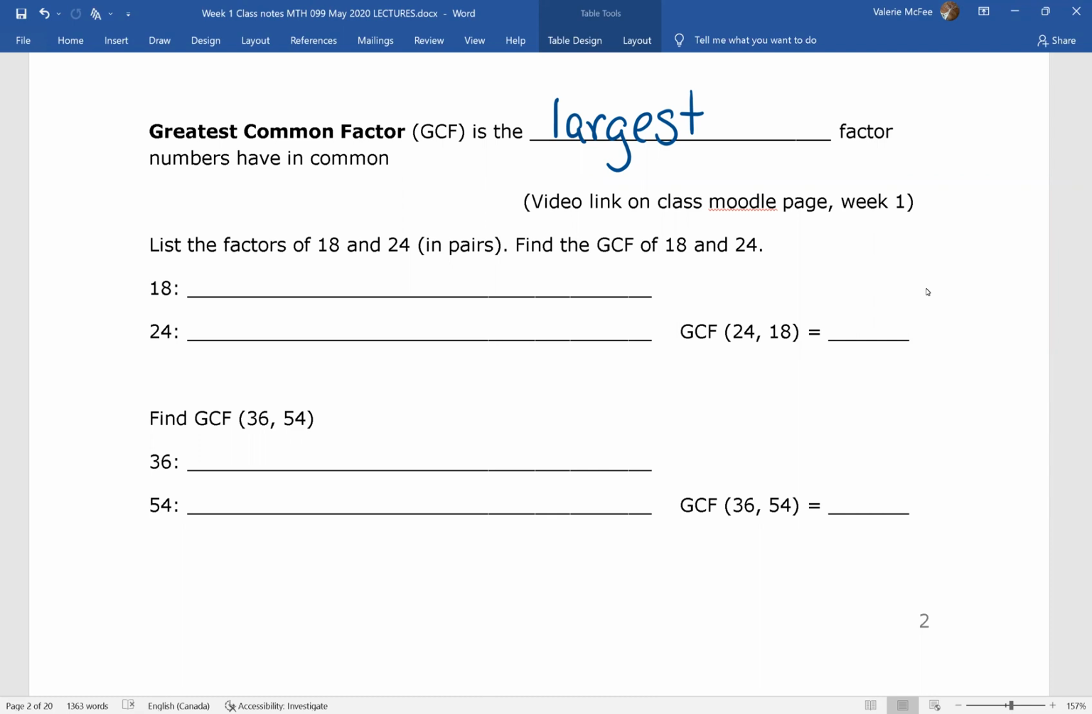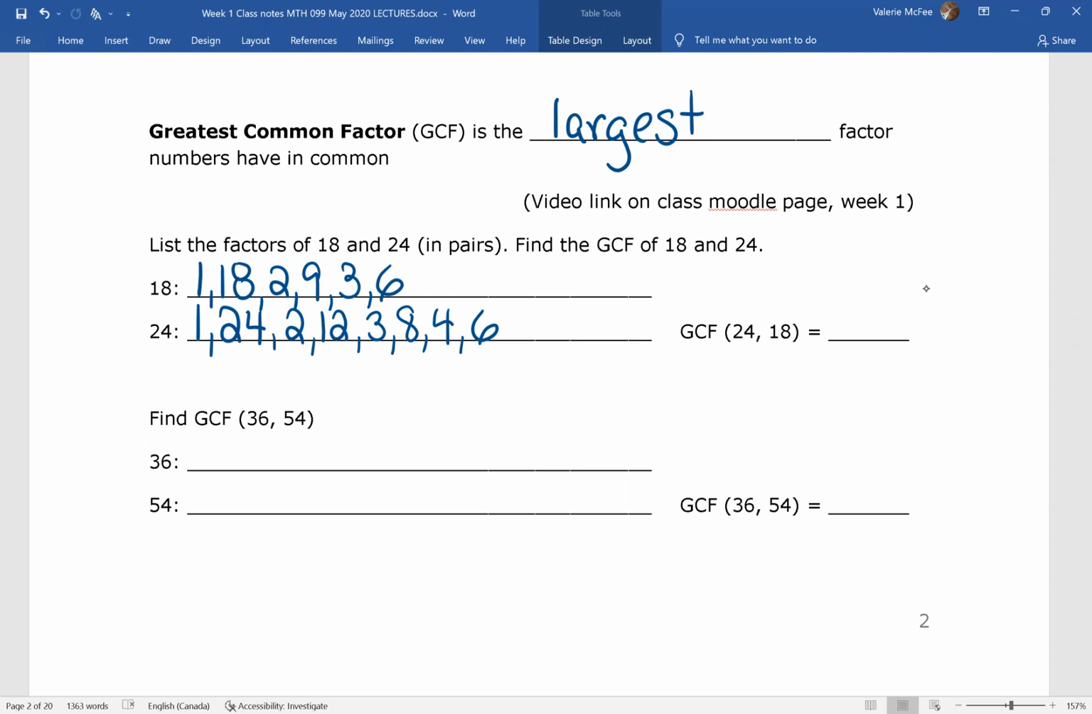So let's look at listing the factors of 18 and 24 and then finding the greatest common factor. If we list the factors in pairs again, we probably won't leave any out. Remember, I only have to think about 4 and 5. They're not factors of 18. Factors of 24, thinking about 1, thinking about 2, 3, 4. All I have left to think about is 5, and 5 is not a factor of 24.